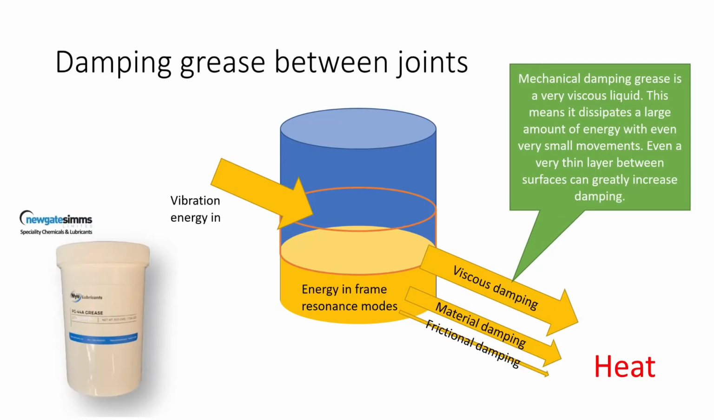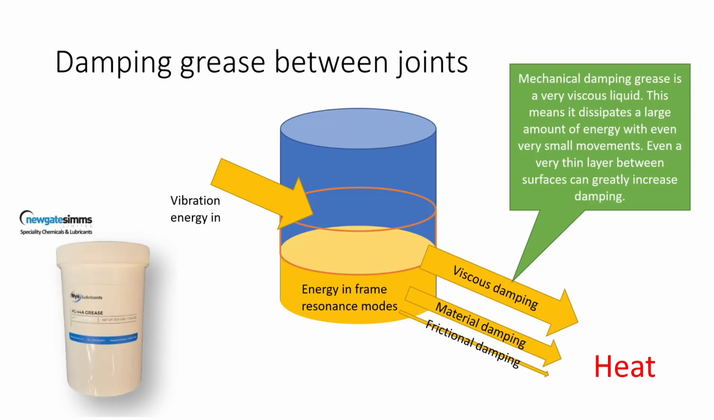Another method of adding damping that I talked about in a recent video is by applying mechanical damping grease between the joints of an FPV frame. Now, mechanical damping grease is an extremely viscous liquid, and this means that it's able to dissipate a really large amount of energy with even very small movements of the surfaces that are in contact with the grease.